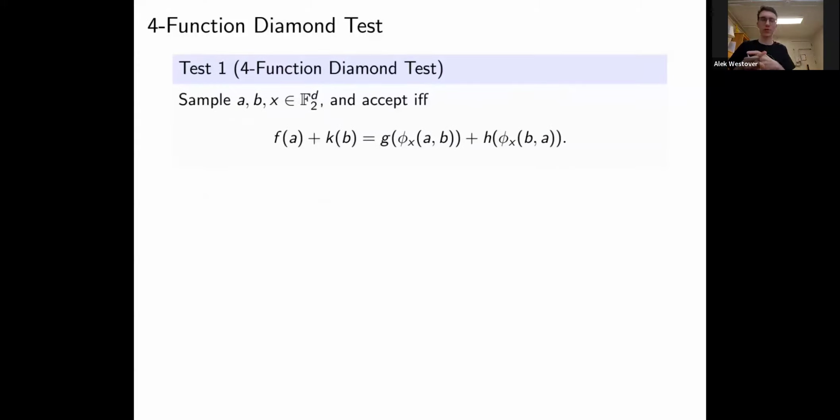As I said, the proof is going to have three key ideas. And the first idea is to take the diamond test and instead think about this thing called the four-function diamond test.